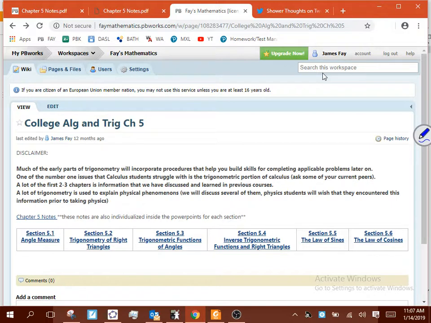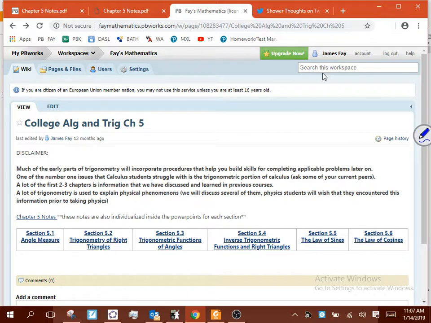There at the top it says much of the early parts of trig will incorporate procedures that help you build skills for completing applicable problems later on. There might be times through the first couple of weeks you're like, what are we doing this for? Why am I just taking this number, multiplying it by 180 over pi, and getting this output? Why am I doing it? Okay, it will make more sense later on. Okay, trying to build individual skills that then later on we can put together and mesh together to really address a real life phenomenon. Okay, and we'll see the application of those skills later.